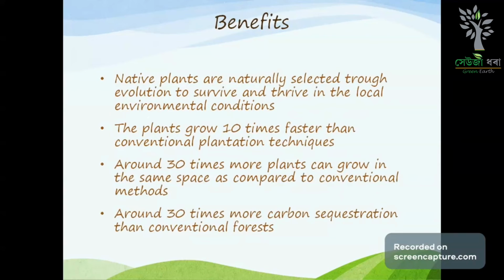Now, the benefits of a Miyawaki forest. Native plants are naturally selected through evolution to survive and thrive in the local environmental conditions. So when we select native plants in the Miyawaki method, we ensure that the survival rate is really high for these plants. The plants grow 10 times faster than with conventional plantation techniques. Around 30 times more plants can grow in the same space as compared to conventional methods, and around 30 times more carbon sequestration than a conventional forest, because it's 30 times denser.